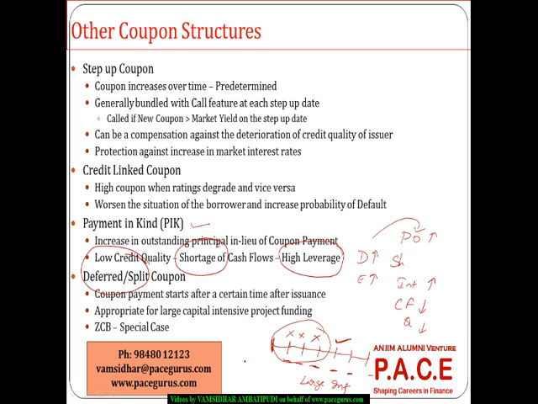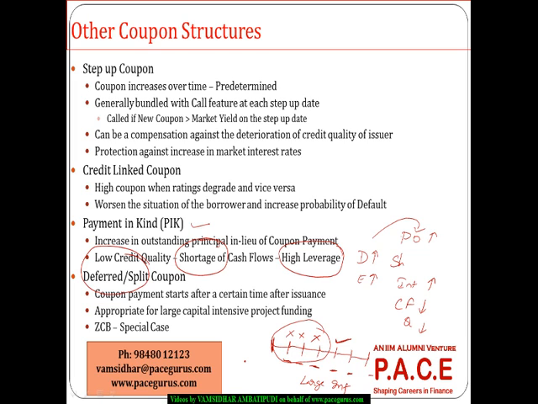or a construction period. So by the time they generate the first revenue and some cash flows, it takes a few periods. So in those kinds of cases, the coupons can be deferred, and the higher coupons could be paid at a later date. So that is one more kind of instrument that is available.